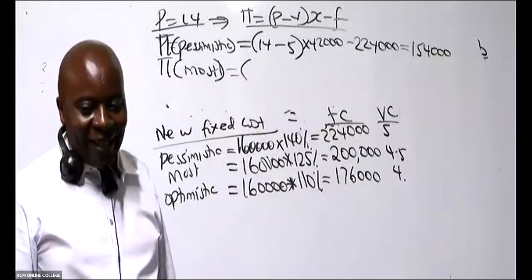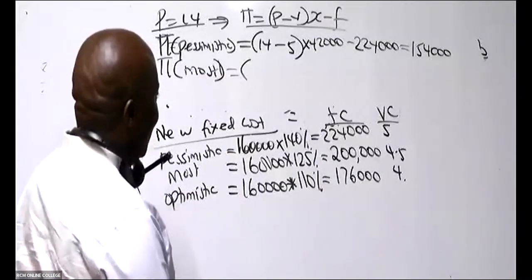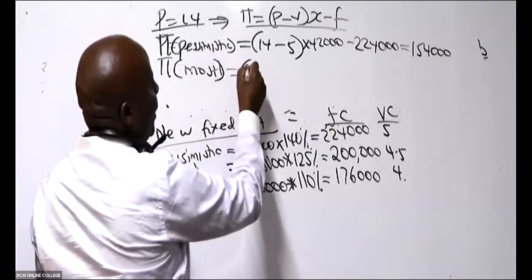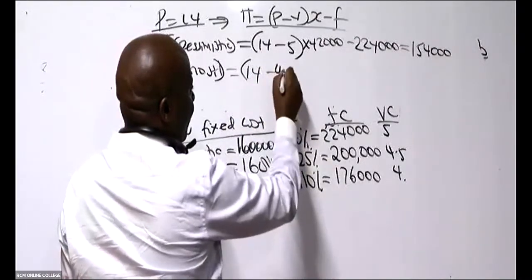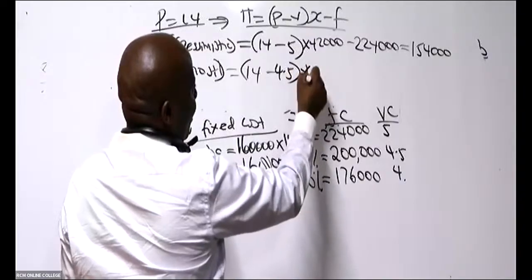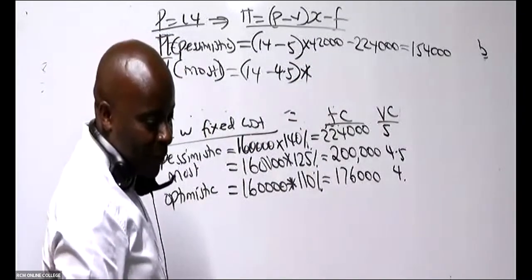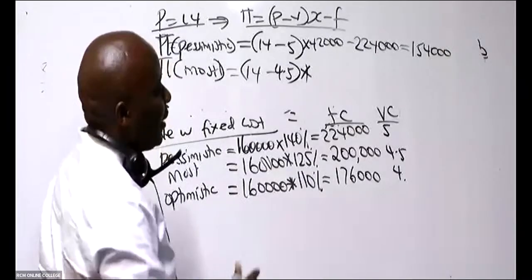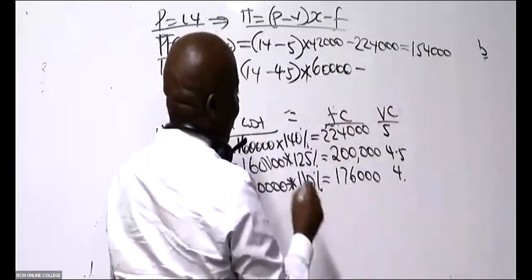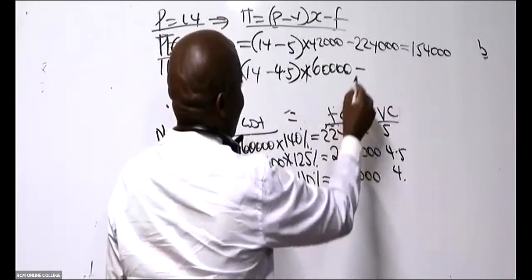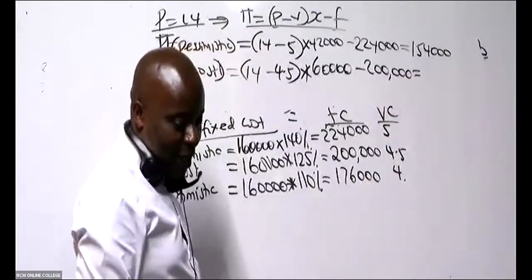370,000. Have you gotten 370? Let's do it together. So you see the price is 14, isn't it? Most likely, in this case, ladies and gentlemen, variable cost is what here? 4.5. What is the most likely quantity at a price of 14? 60,000. 60,000 minus fixed costs, most likely 200,000. So this is what this sister has done.